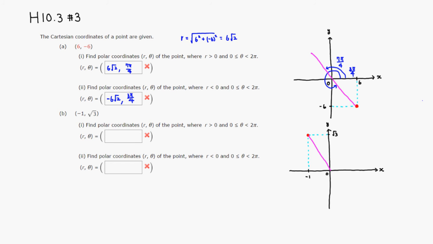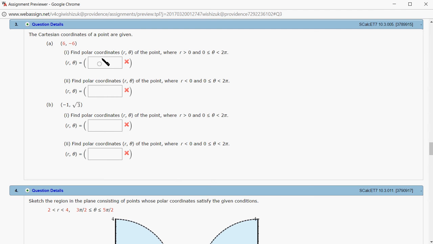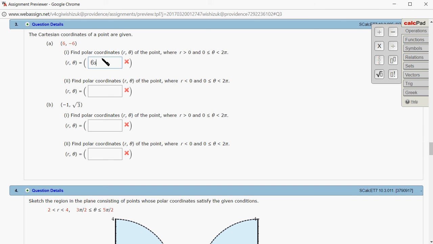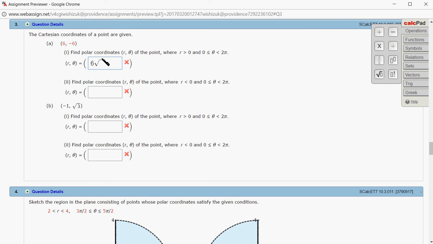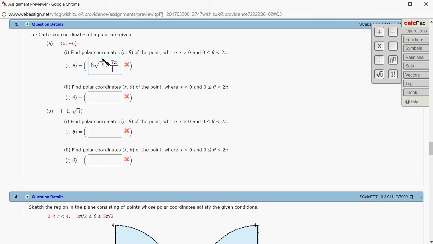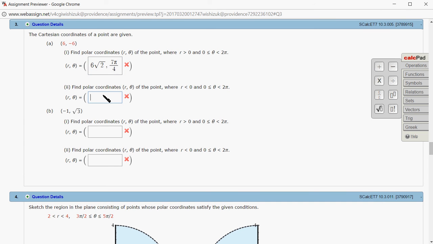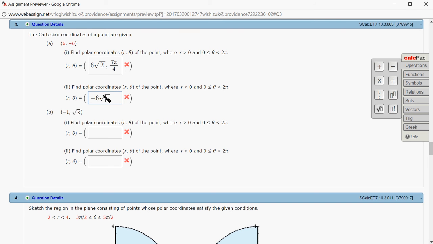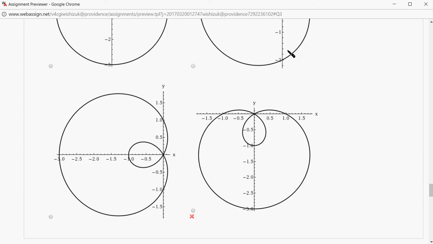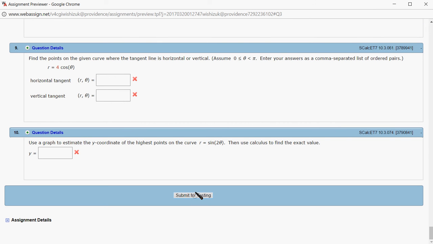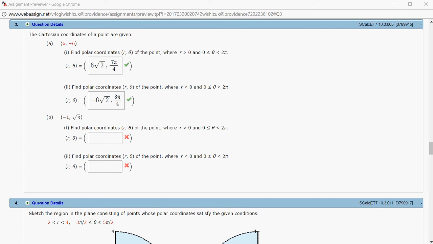Let's type it in first. This is 6 square root of 2, comma, 7 pi over 4. Then part 2 is negative 6 square root of 2, comma, 3 pi over 4. Let's check this one first. Submit for testing. I came back and it looks like we got part A correctly.